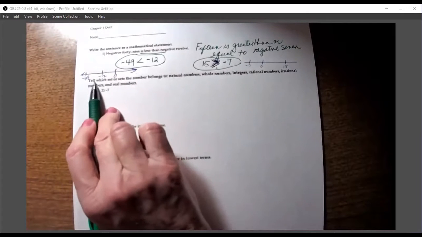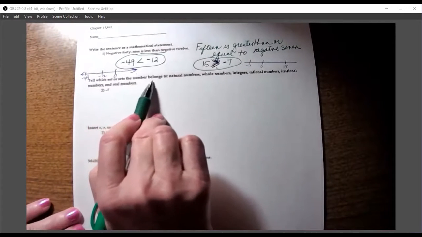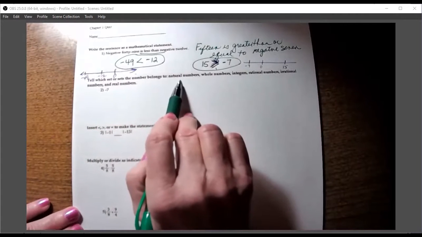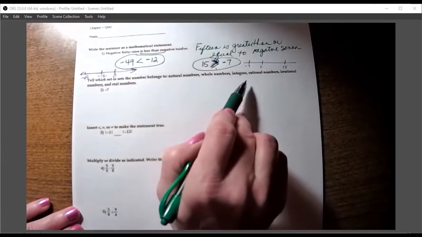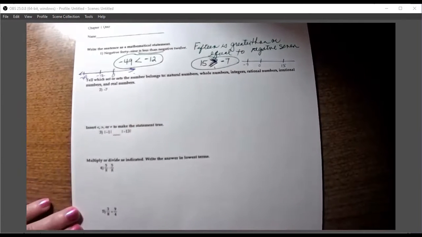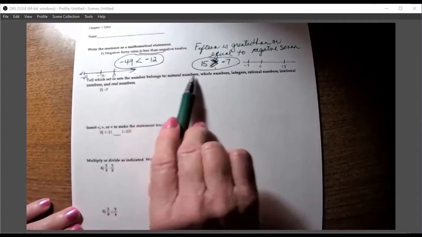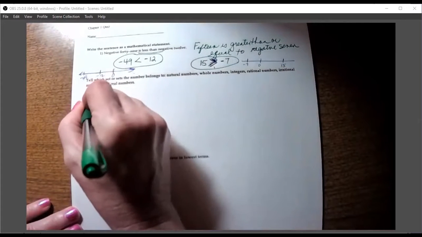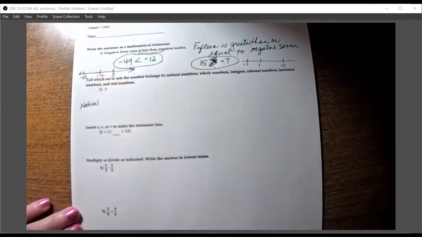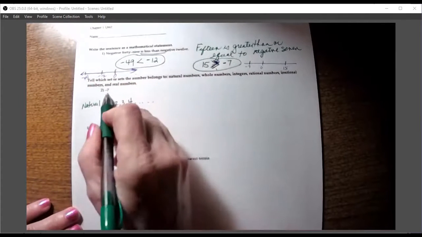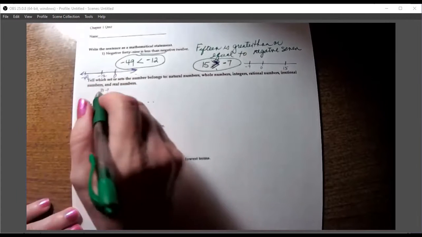Here, the instructions say, tell which set or sets the number belongs to. And you've got natural numbers, whole numbers, integers, rationals, irrationals, and real numbers. And we want to know negative 7. So let's just go through this list. The natural numbers start at 1. All right, negative 7 is not in there. It's not a natural number.